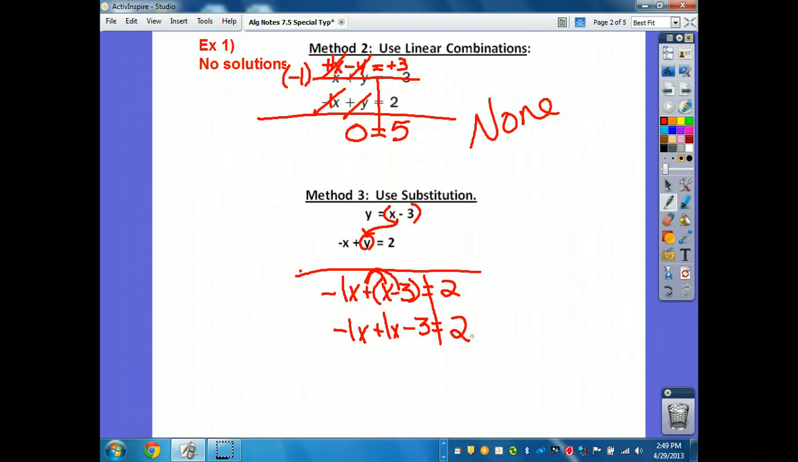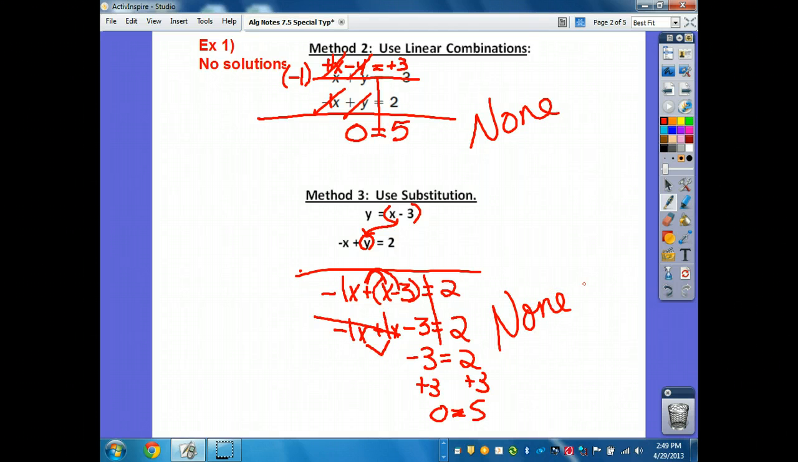Now what can I do? Combine my like terms, excellent, and what happens? They cancel out. Now I have a -3 equals a -2. My variables all canceled out. Are my numbers the same on both sides? No. Even if I were to +3 and move it over here, I get 0 equals 5, still not the same. So no solutions, none. Those lines would end up being parallel.